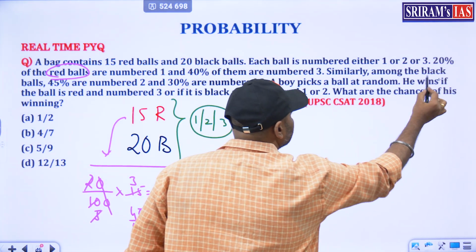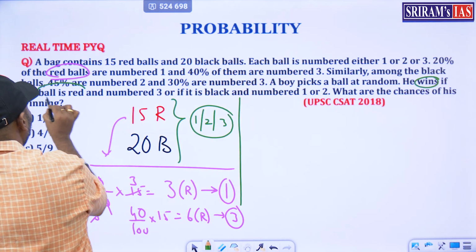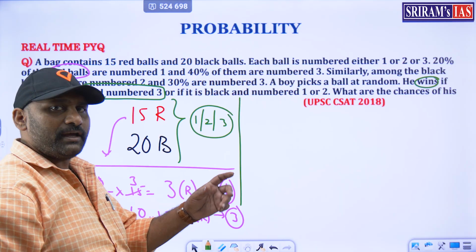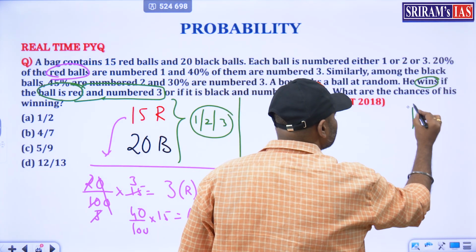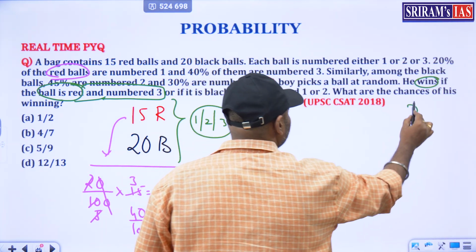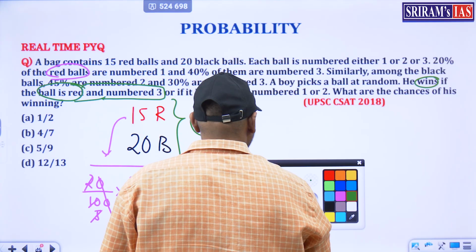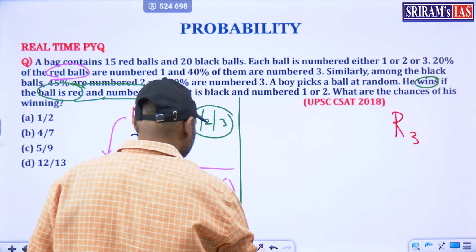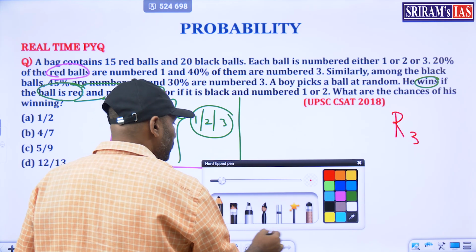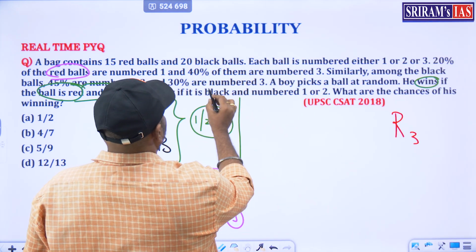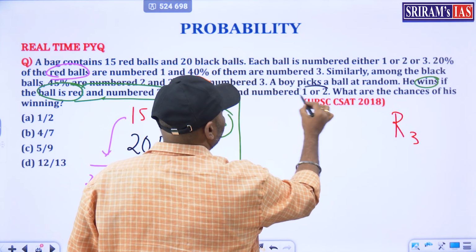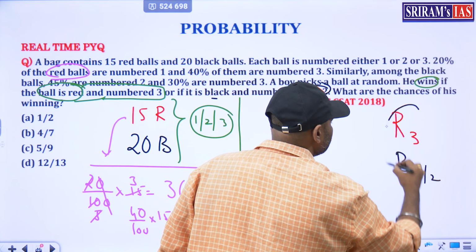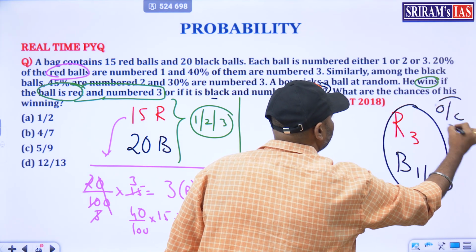He wins if the ball is red and number 3. So red ball kavali, number 3 kavali. So our target is red 3 balls, ante number 3 red balls, or black and numbered 1 and 2. So black 1 or 2. These are our outcomes which we want.